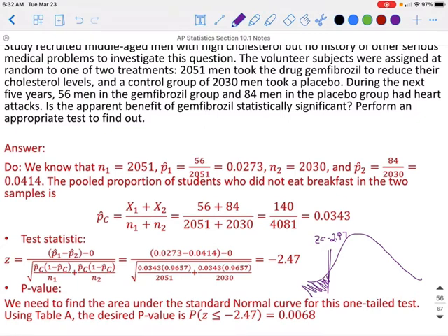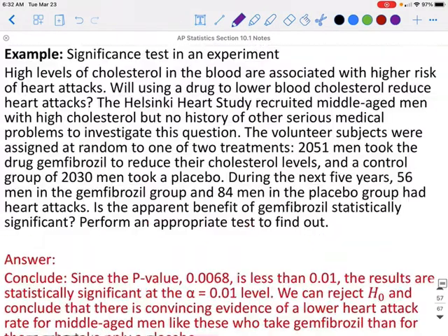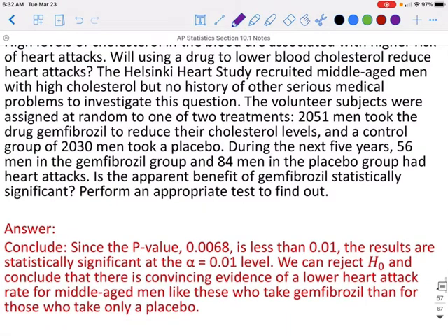And that's going to be an area of 0.0068, which is going to be our p-value. So from this, we have to write our conclusion. Since our p-value of 0.0068 is less than the alpha level of 0.01, the results are statistically significant at the alpha equals 0.01 level. So we can reject the null hypothesis and conclude that there is convincing evidence of a lower heart attack rate for middle-aged men like these who took the medication than for those who took only a placebo.